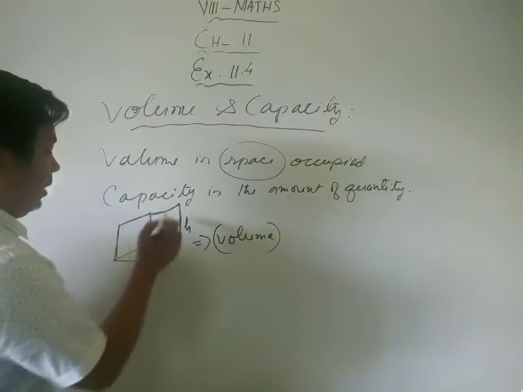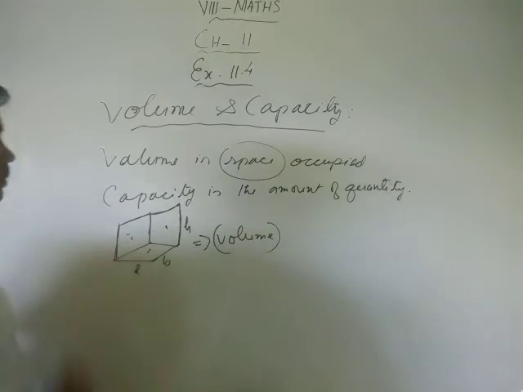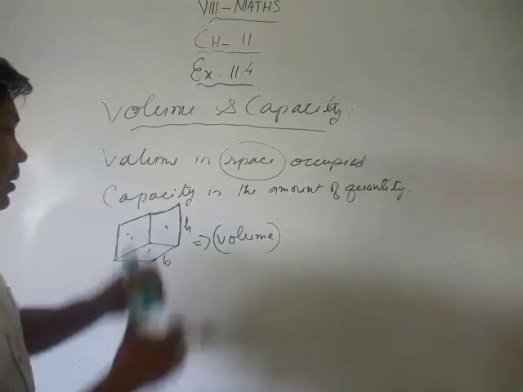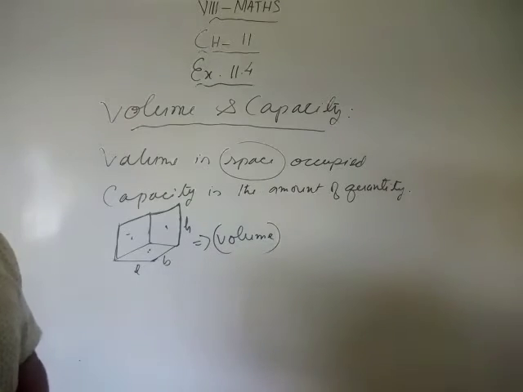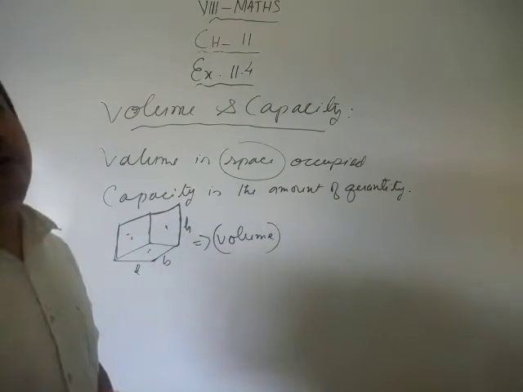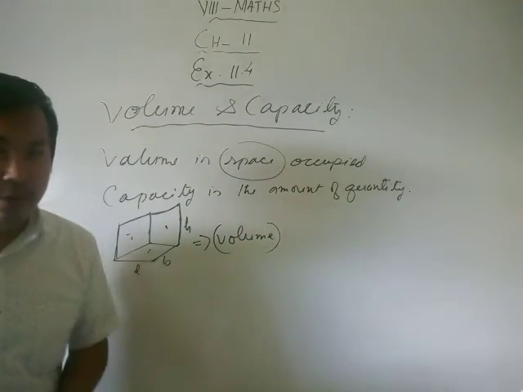And capacity means how much it can hold. It's called capacity: how much quantity you can put inside the bottle, how many things you can put inside this solid substance. Now we are going to find out the volume of the cuboid and the cylinder. Okay.